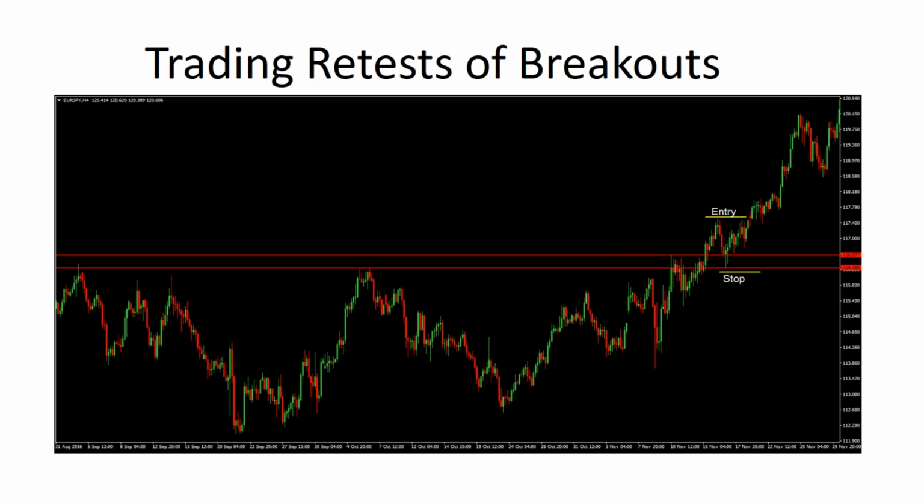Someone just asked, where do I take profit? So again, at a minimum, you'd be looking to bank at least 2 times your risk. So if this is your risk, you'd be looking for at least 2 of your risk.